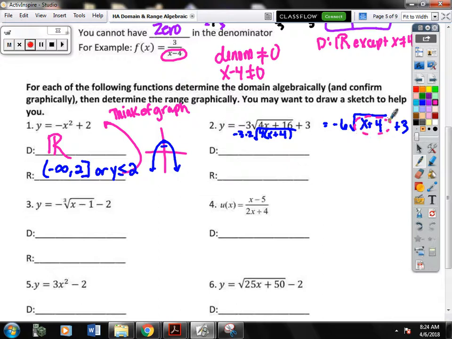So this one is going to have a restriction on the domain because we have a square root. So again, we say that the radicand has to be greater than or equal to 0. So x plus 4 is greater than or equal to 0. Therefore, x is greater than or equal to negative 4.